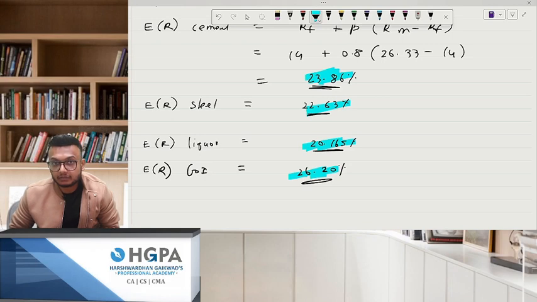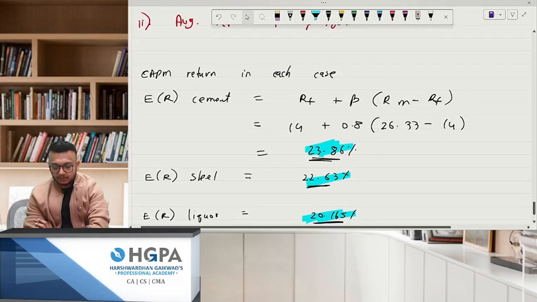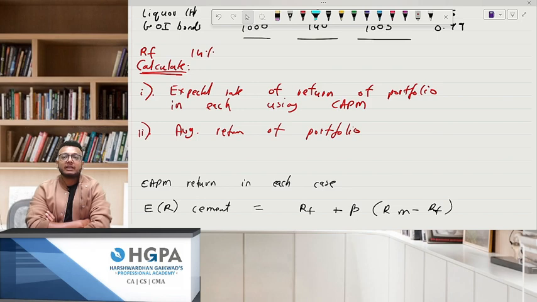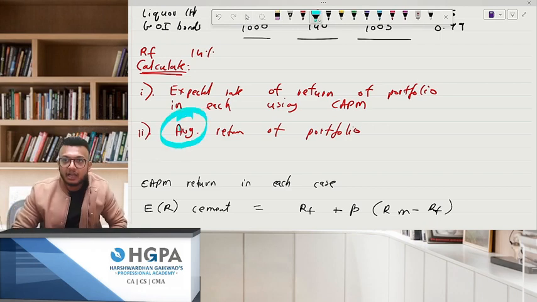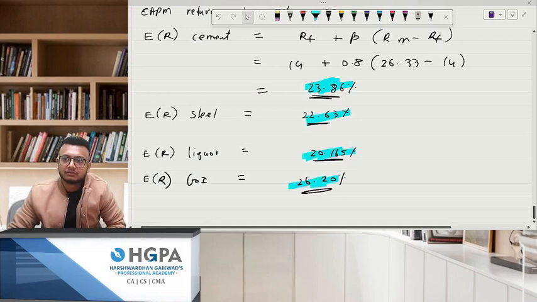Now please pay attention. Everybody done? But they have asked you 2 questions. First, what was it? Expected return, which you have computed. Second, the average return of the portfolio. Now see, basically portfolio return is nothing but a weighted average. But in this question specifically they have asked for the average. So you have to compute the average only. Average is very simple: add them and divide by 4. Do it.